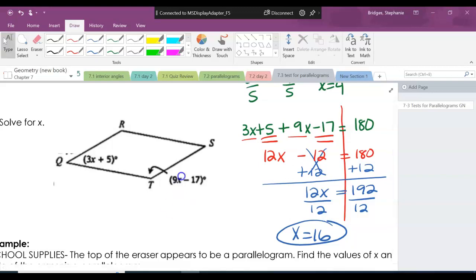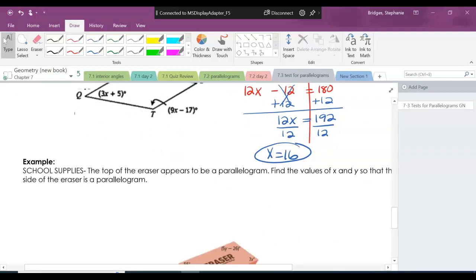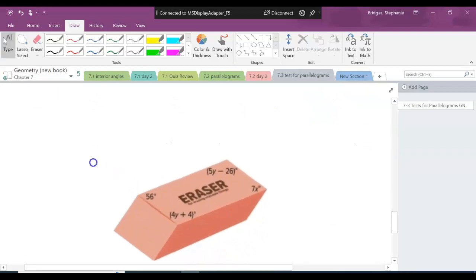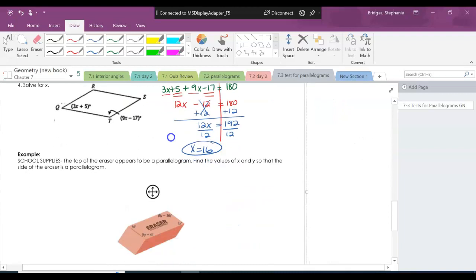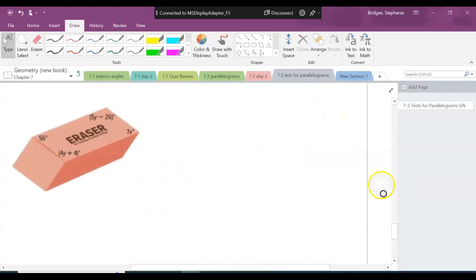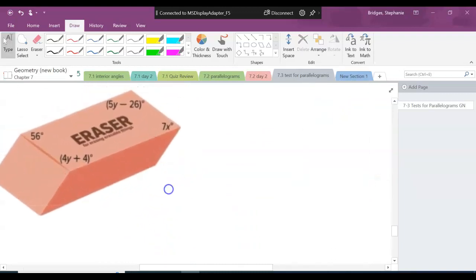All right, one more question. It says find the values of x and y so that this top of that parallelogram is an eraser. I want you to solve for x and y. I blew it up bigger in case you can't see it in your picture. Let me ask you this before we get started. The 56 and the 7x, are those angles or sides? Angles. What about the 5y minus 26 and the 4y plus 4? Are those also angles? Yes.